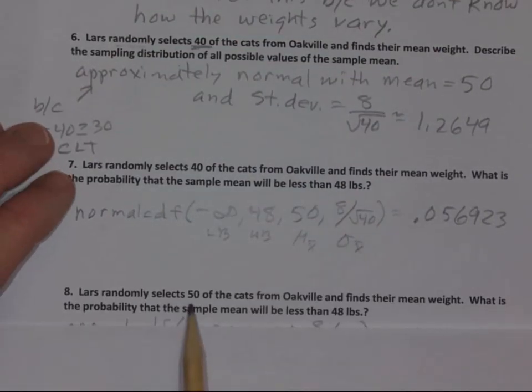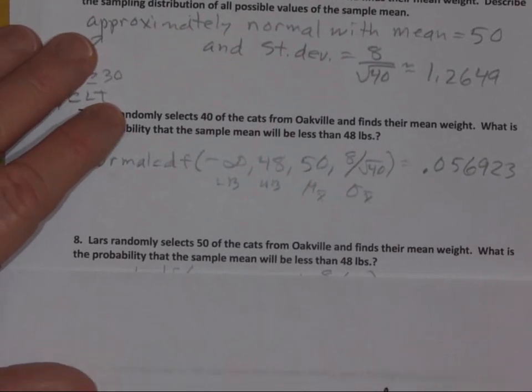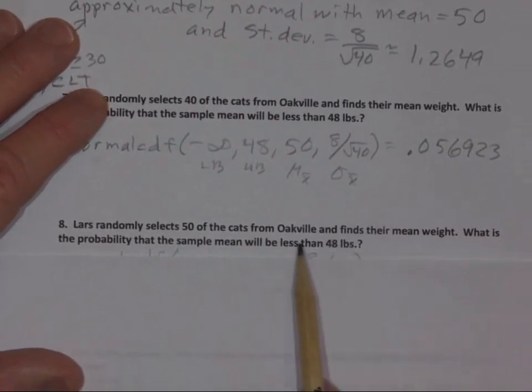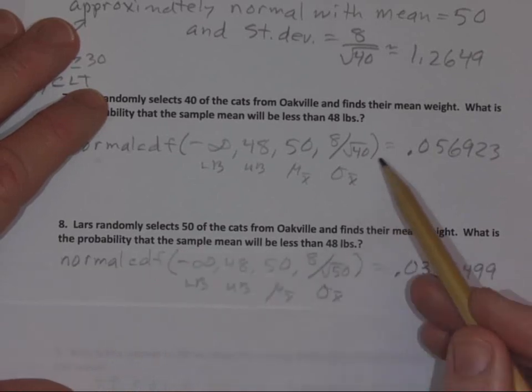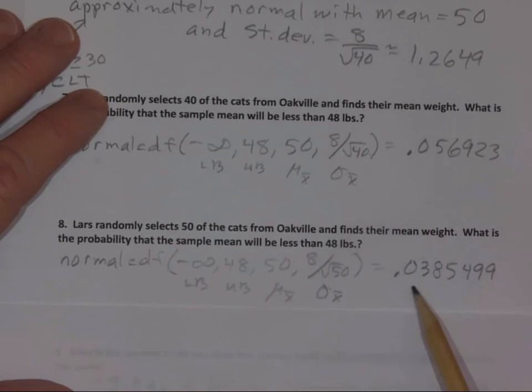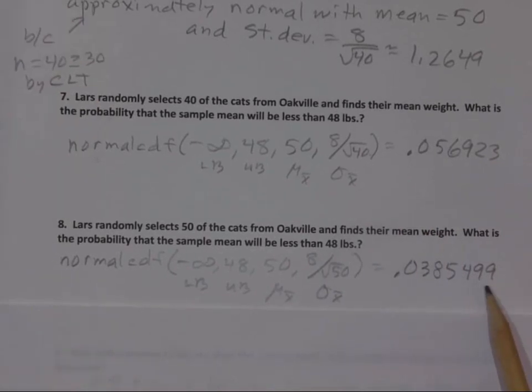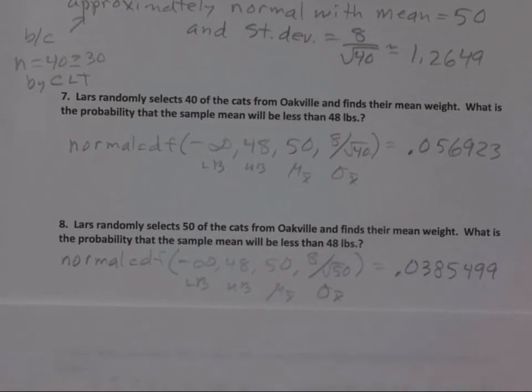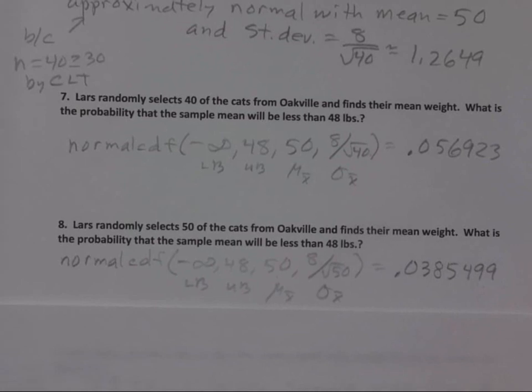But then guess what? If we increase our sample size to 50 and find their mean weight, what's the probability the sample mean will be less than 48? Same thing, but now we change the sample size to 50, and now we get a p-value of that. That would be statistically significant. That would give us reason to doubt the claim. And so that is a sampling distribution. Hopefully you can see how it fits into hypothesis testing, and it also has relevance to confidence intervals as well.